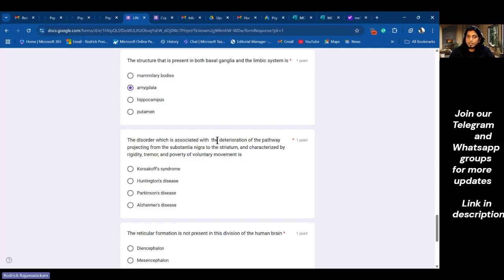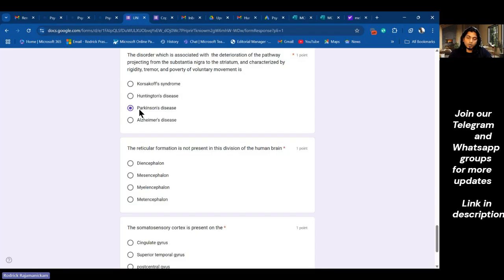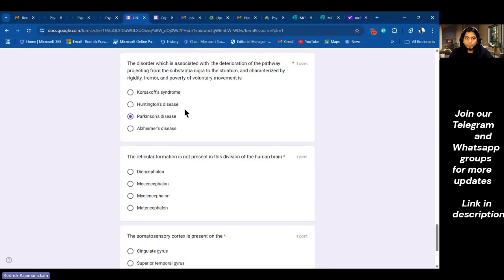The disorder in which the pathway from the substantia nigra to the striatum in the basal ganglia is deteriorated, resulting in rigidity, tremor, and poverty of voluntary movement, is Parkinson's. They also have tremors, basically resting tremors most of the time. It's because of Parkinson's, or low levels of dopamine in them.